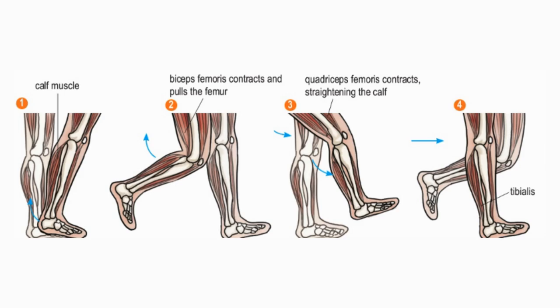Then, your quadriceps femoris, which is the extensor in this case, will contract to straighten your legs. Dia akan menegakkan balik kaki you so that you can stand. You can stand on the other leg. And this process will continue over and over again for as long as you walk. For as long as you walk, bro.